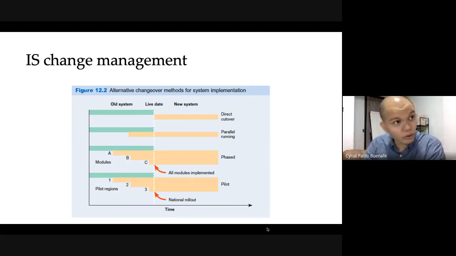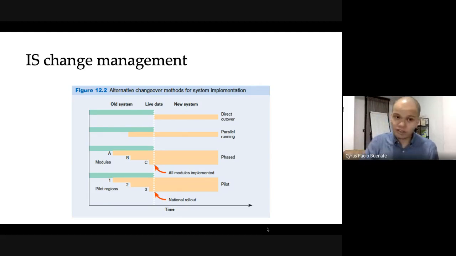And the last method for rollout would be doing a pilot. In this case, instead of phasing out your features, you're actually phasing out your users. So it's possible that you implement your system with a certain group of people first. They're already using it. And then later on, you include other people. Then you include another set of teams, until everyone is already using it. When everybody's now using the new system, then you can sunset the old system. So that's the difference between phased and pilot.